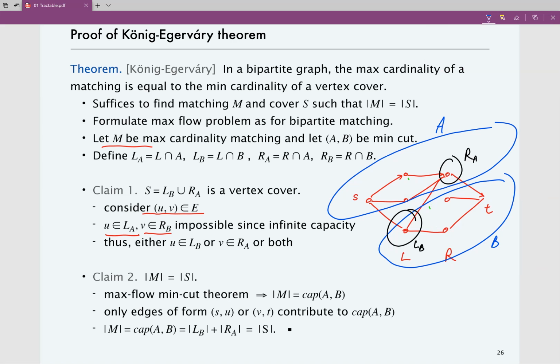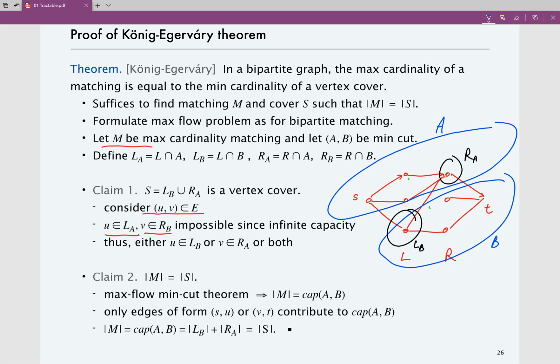All right, okay, so then for the next part, for claim 2, the claim is that this S, defined as LB union RA, is actually equal to the size of the maximum matching, okay? So the reason this is true is because by the max flow min cut theorem, we have that M is equal to the capacity of the cut, okay? And also, what is the capacity of the cut?